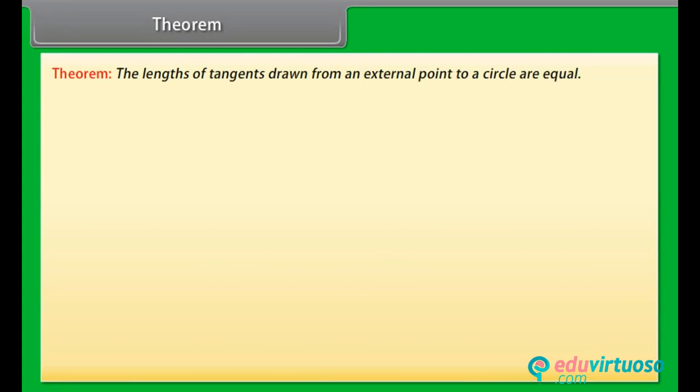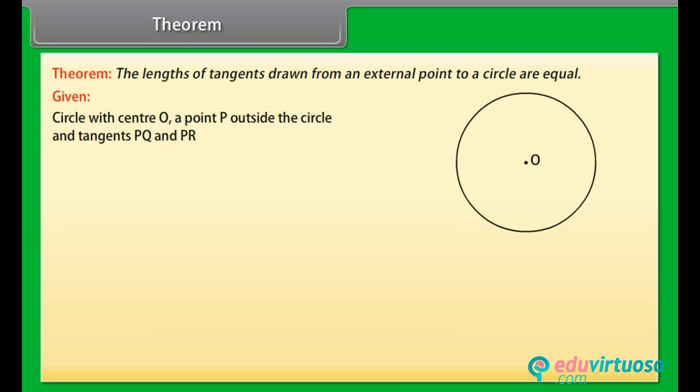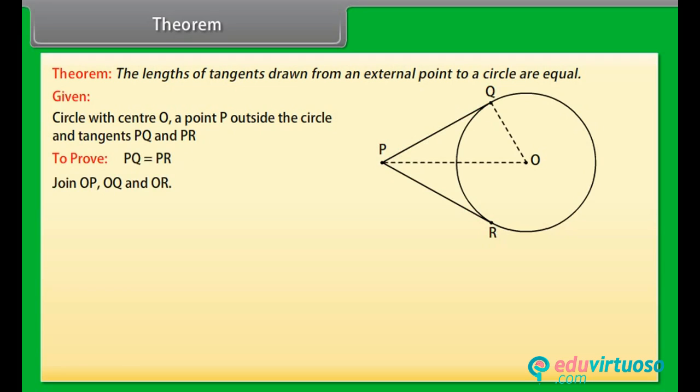Theorem. The lengths of tangents drawn from an external point to a circle are equal. We are given a circle with center O, a point P lying outside the circle, and two tangents PQ, PR on the circle from P. We need to prove that PQ is equal to PR. Let's join OP, OQ and OR.